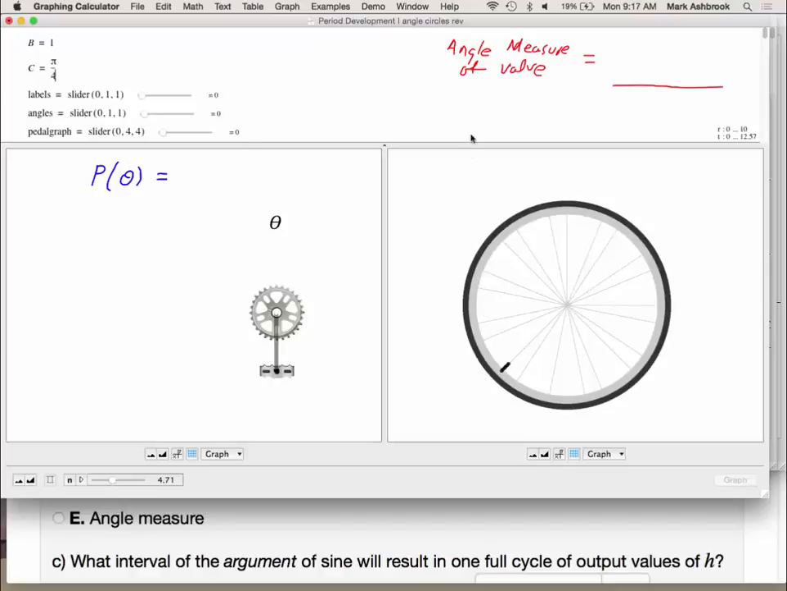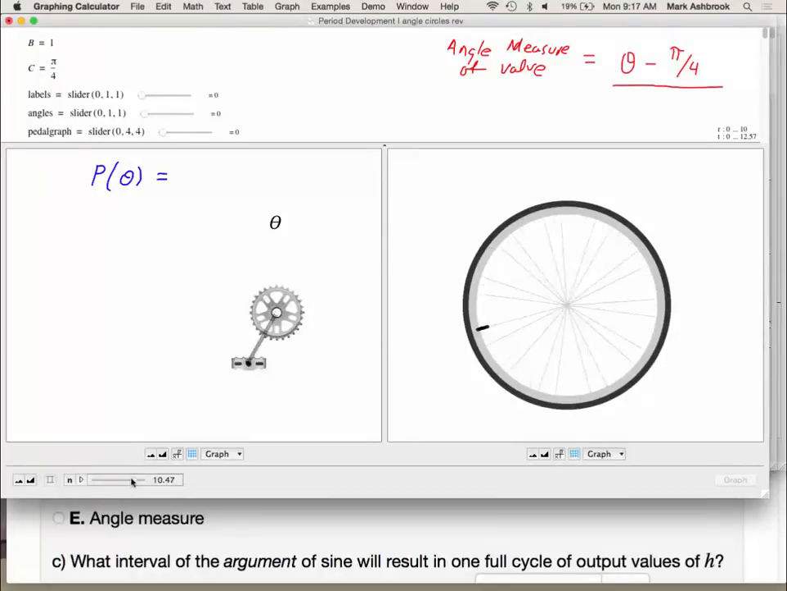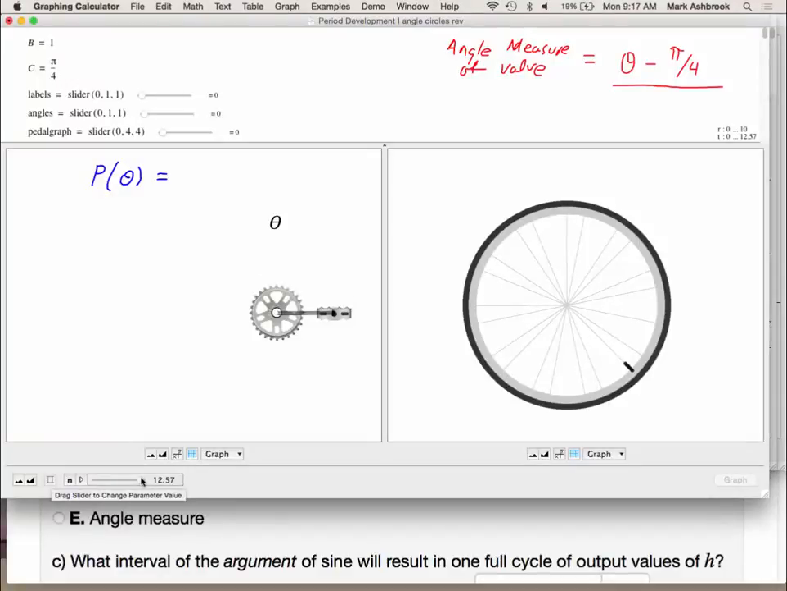So given any angle theta swept out by the pedal, what's the angle measure of the tire valve in relation to theta? So what's been said is theta minus pi over 4. Agree with that? Yeah, and someone back here said it's always lagging behind. The angle of the valve is always lagging behind by pi over 4. Did you buy that? It always lags behind by pi over 4, so it makes sense that it's going to be the angle of the pedal minus pi over 4, because it's behind. That should make perfect sense. Does it?